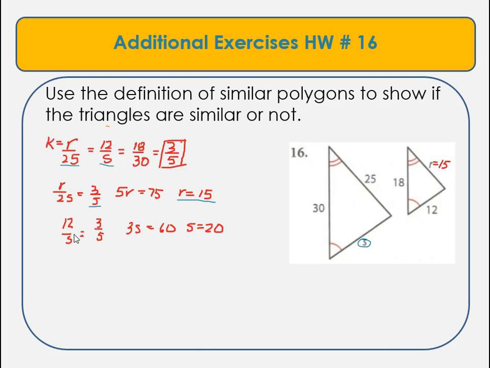So s equals 20. And if you wanted to make sure that this is true, you can set a ratio of one of these. If r equaled 15, 15 to 25 should equal 3/5. And if we divide both 15 and 25 by 5, we have 3 over 5. So that is correct.